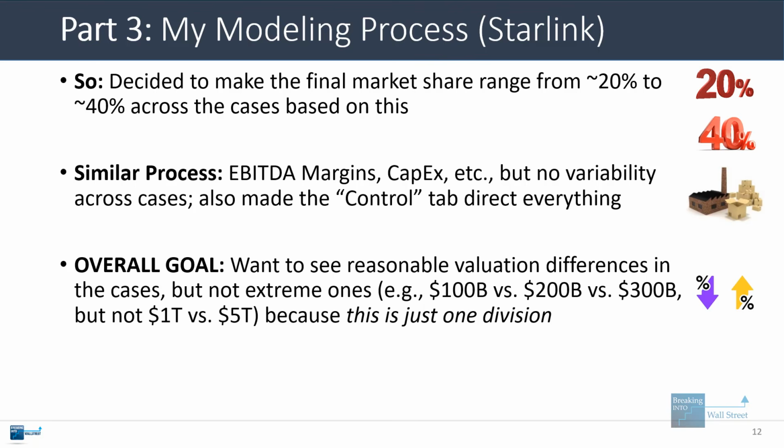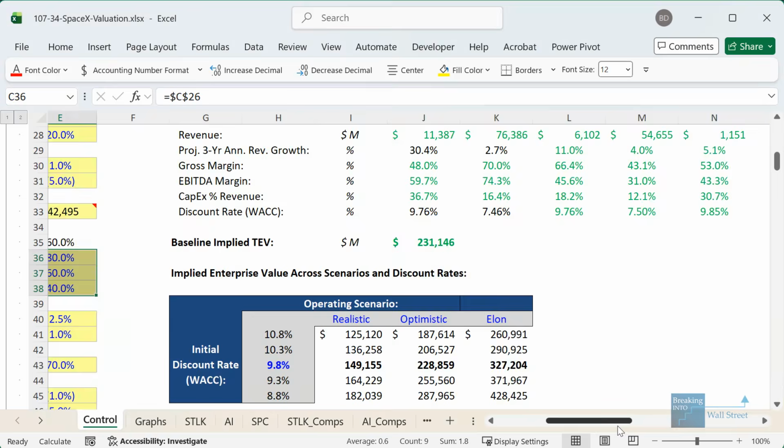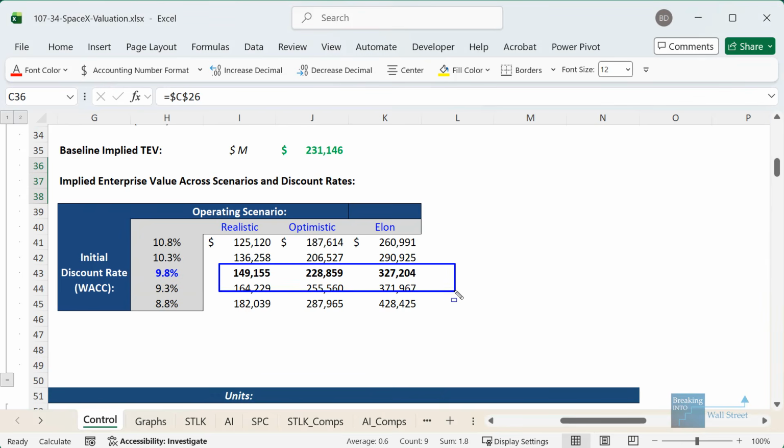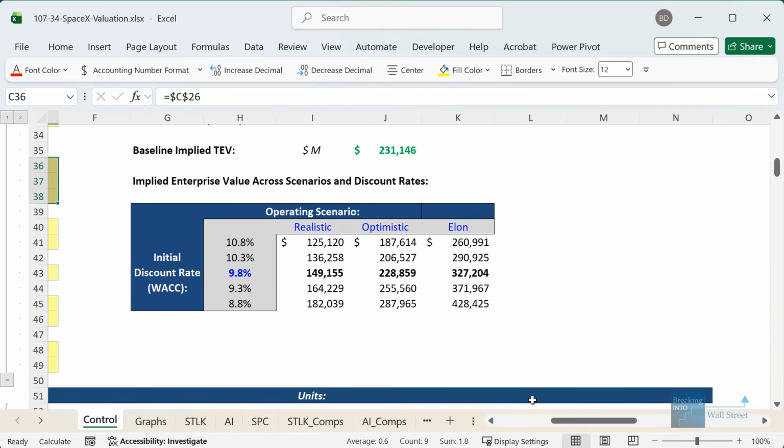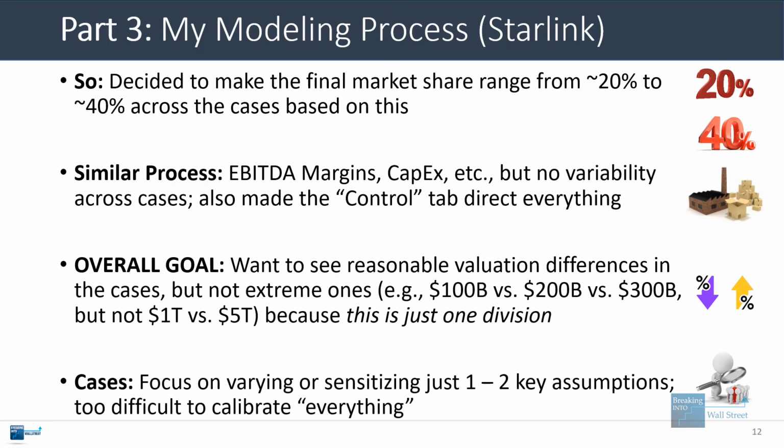Overall, with this type of valuation, we wanted to get to results that were reasonable, but not extreme. So something like 150 to 230 to 330 billion is pretty reasonable because it's just one specific segment. You don't want to see something that's 1 trillion to 2 trillion to 3 trillion, for example, because this is just one segment of a larger business. In general, we tend to focus on varying or sensitizing just one or two key assumptions because it's very difficult to calibrate everything if you try to go beyond that and sensitize 5 or 10 different assumptions for each division. So that's a little bit about Starlink.